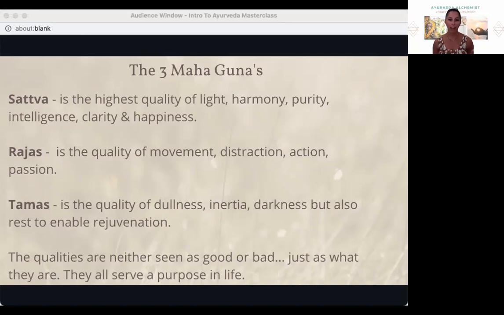In Ayurveda, we also say that these qualities are never seen as just good or bad. They just are what they are. Often in the West, we try to label everything and we see tamas as being really bad. But it also has a purpose, because the nighttime, the darkness, that is tamas. And we need that tamasic state for there to be lightness. So it's not bad nor good. It just is what it is. And we need to find the right balance of all of these things.